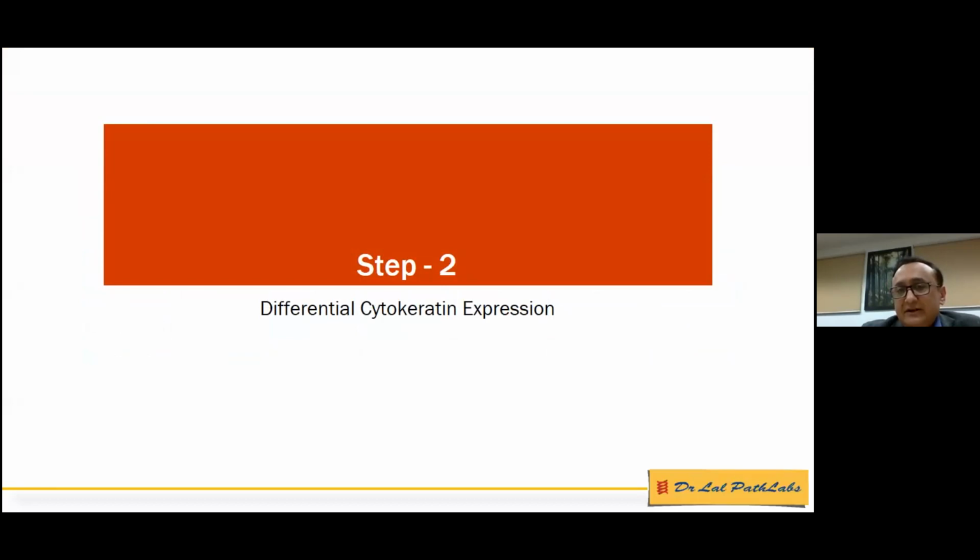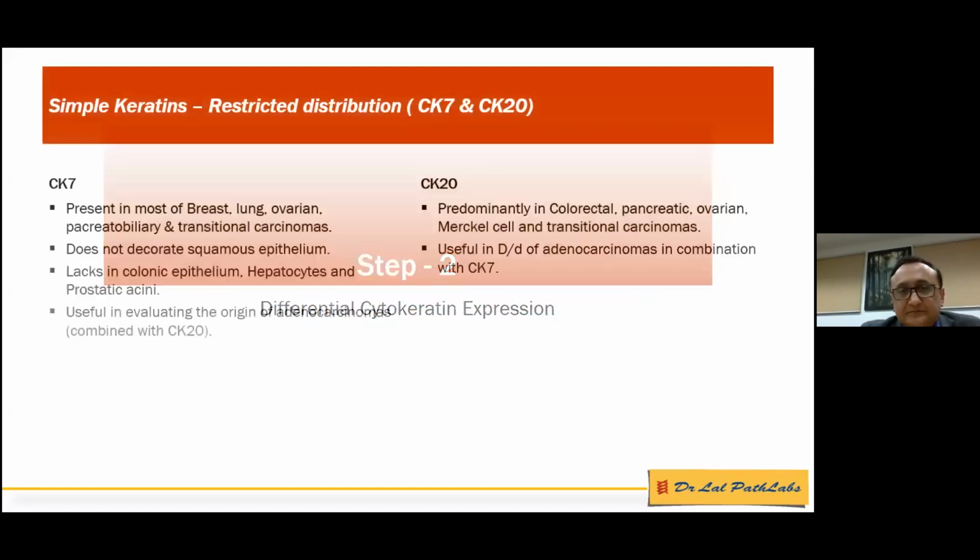Now, I'm discussing this three-step approach, but in a practical setting, there is a lot of overlap between these steps based on the morphology that we see on light microscopy and the clinical findings that we already have in these cases. We may combine all these markers together, step 1 plus step 2, maybe some step 3 markers also in the first step only, just to cut short the timing.